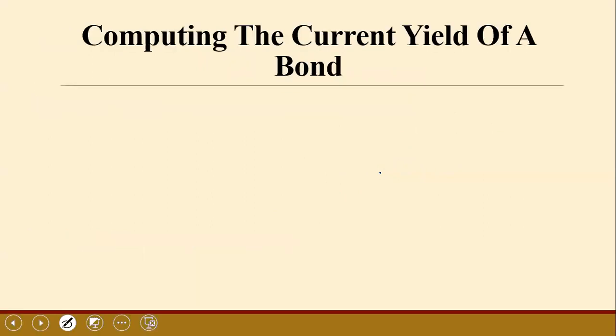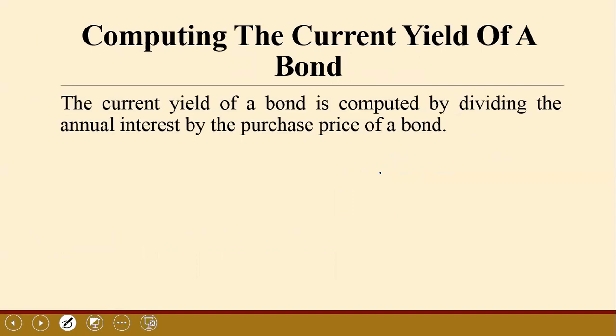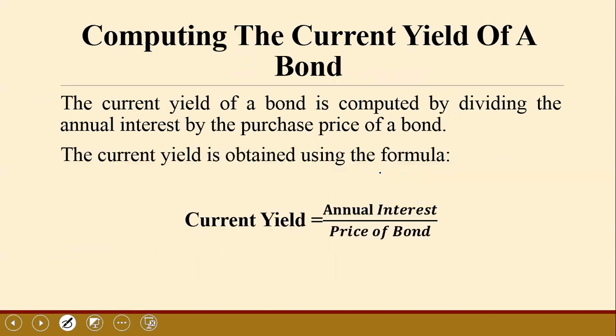Next is the current yield of a bond. The current yield of a bond is computed by dividing the annual interest by the purchase price of the bond. So this is the formula that we're going to use: current yield is equal to annual interest over price of bond.